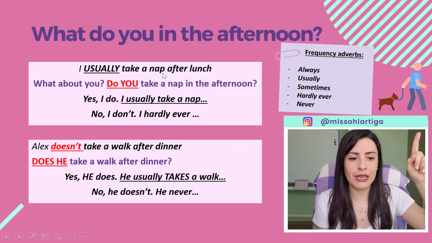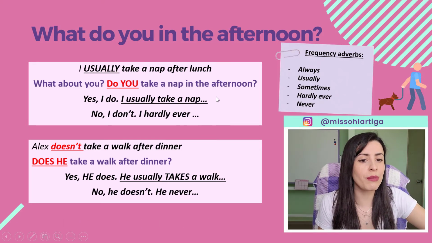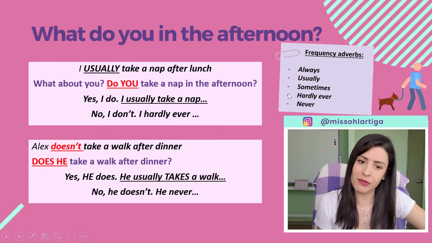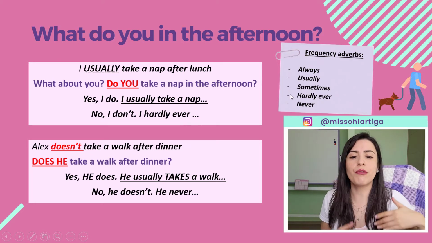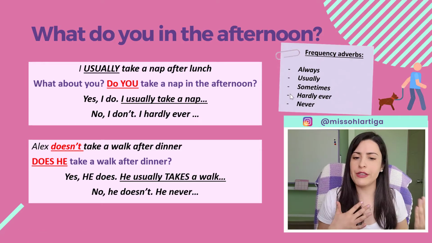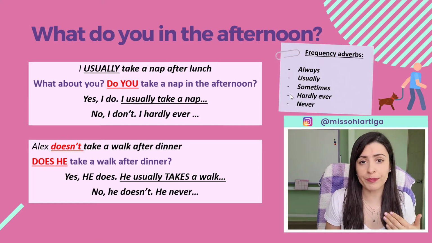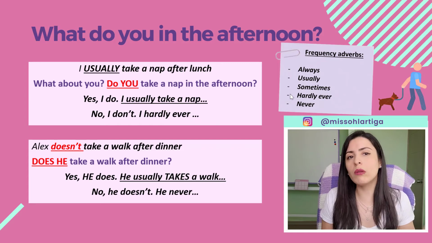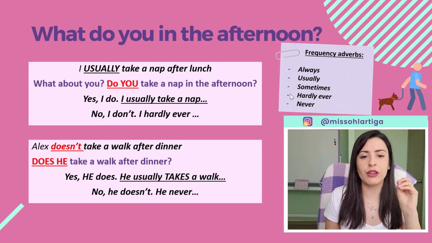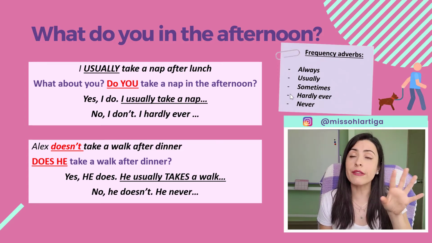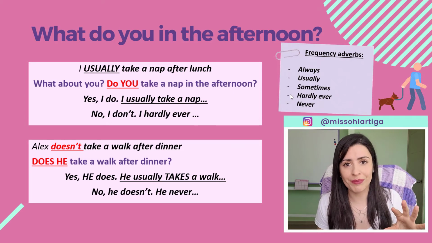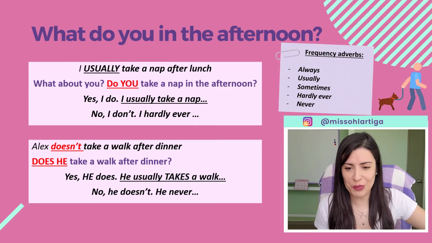So remember that, keep that in mind so you don't make any grammatical mistakes, okay? So for example, I can say, no, I don't. I hardly ever take a nap. Or you can say, I always take a nap after lunch. Or you can say, I sometimes take a nap. You got it? I hope you do.